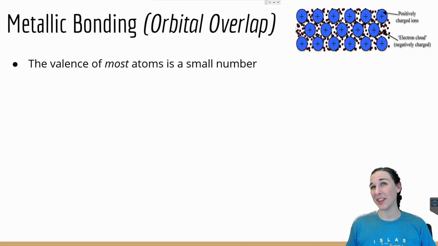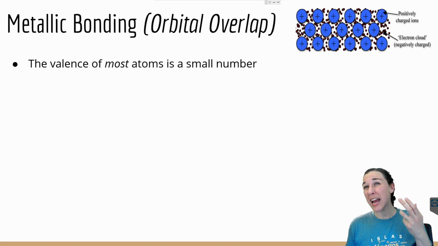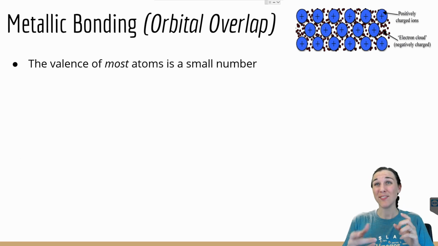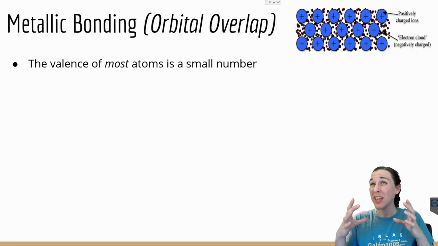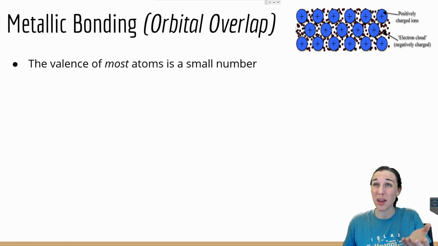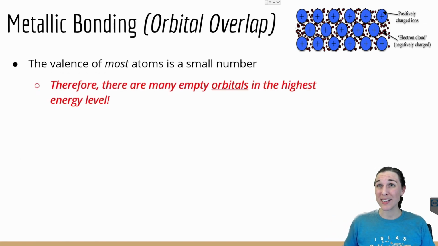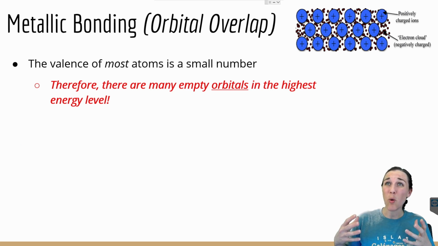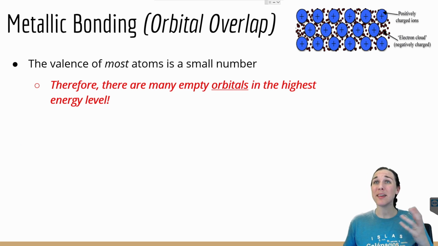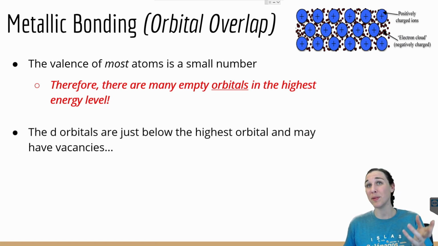So let's delve a little bit farther into this orbital overlap thing for metallic bonding. The valence number for most atoms is a really small number. Typically, if you look at the metals, they usually have a 1 or a 2 or a 3. They don't really have a lot of electrons in their outermost valence shell. So therefore, there's a lot of empty orbitals, just empty space in the highest energy level. And because there are all these empty orbitals, that conveniently gives the electrons a place to bop around to.